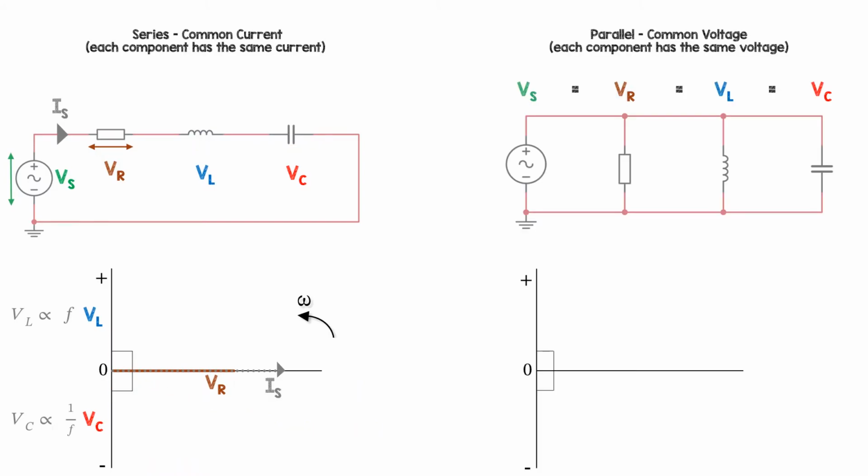Now for the parallel version of an RLC, there's a common voltage across all components instead of a common current. Each component has a different current. We put our reference vector, which is the thing that everything shares in common, which is Vs, on the x-axis, and everything is relative to that.